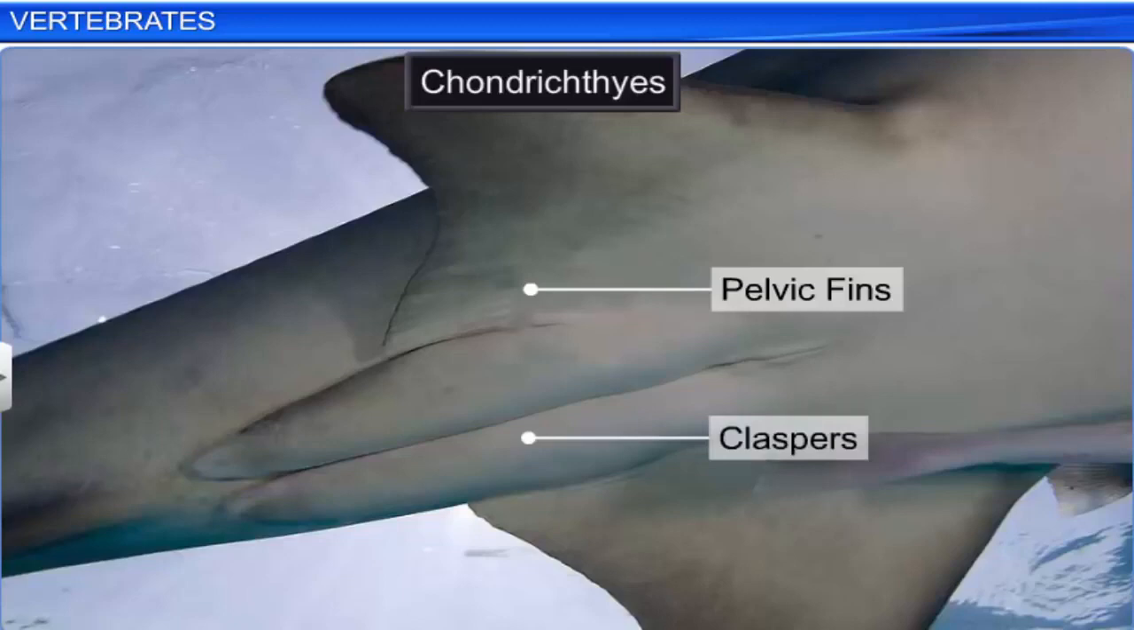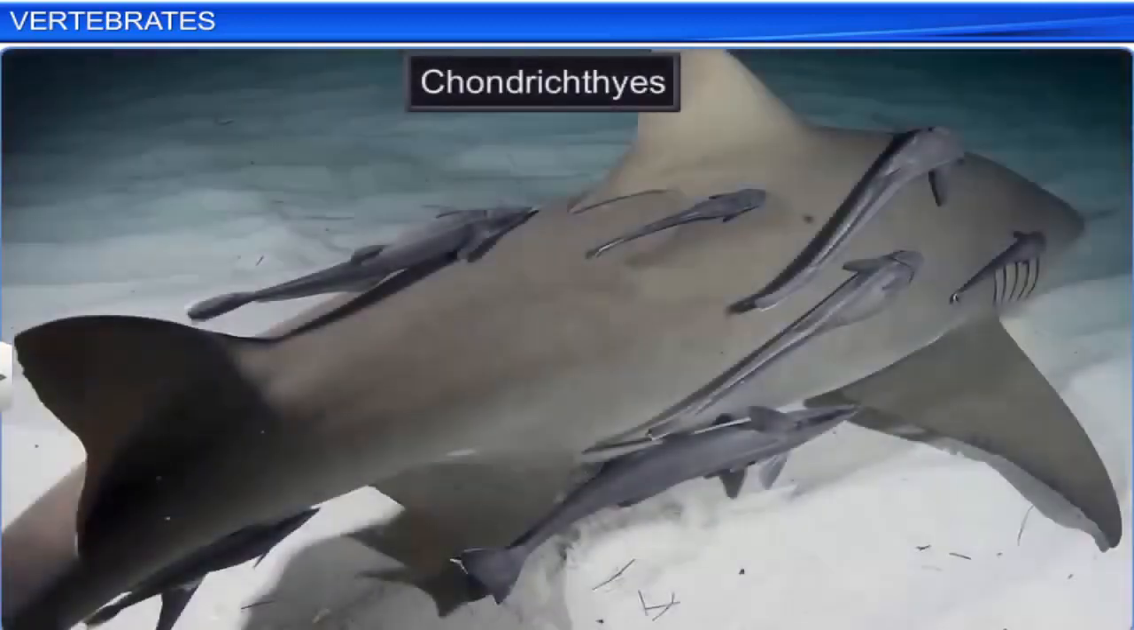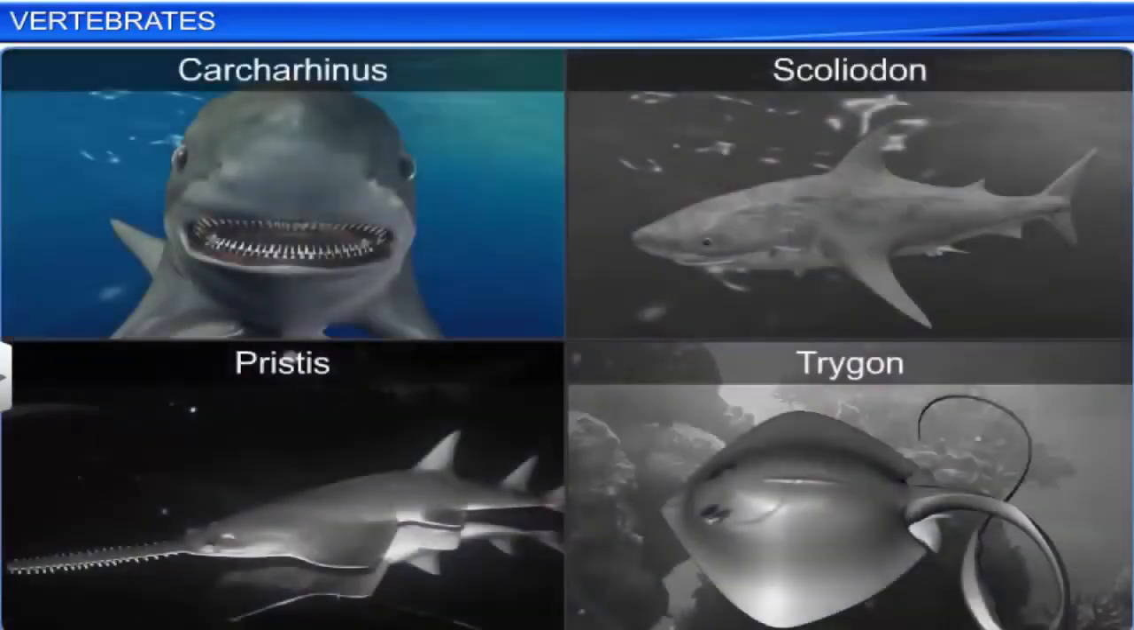Fertilization in these fish is internal and many of them are viviparous. Carcharinus, Scoliodon, Pristis, and Trigon are examples of this class.